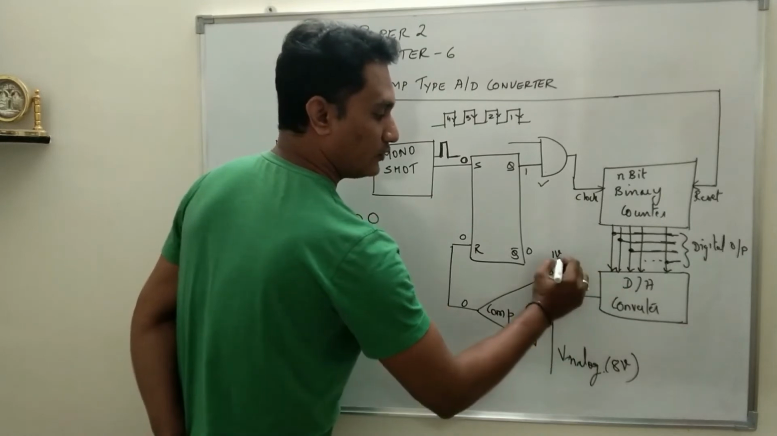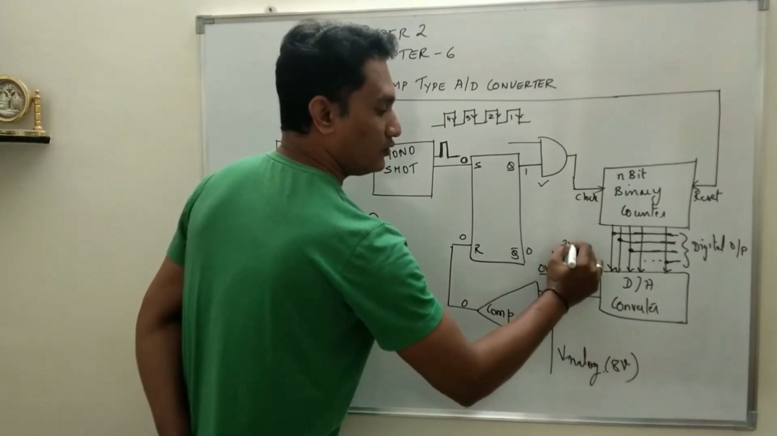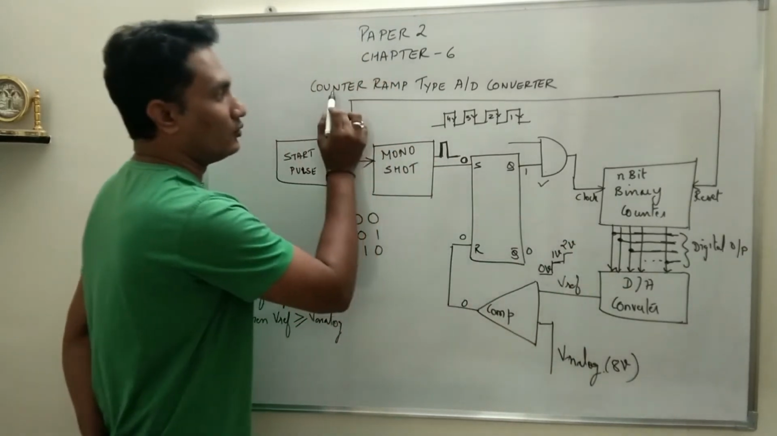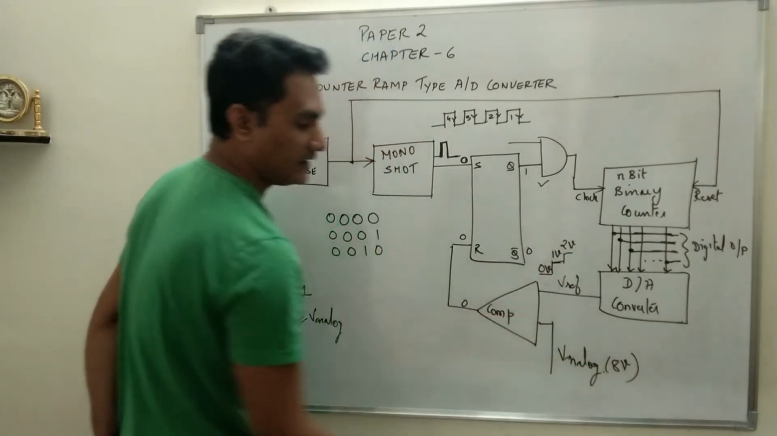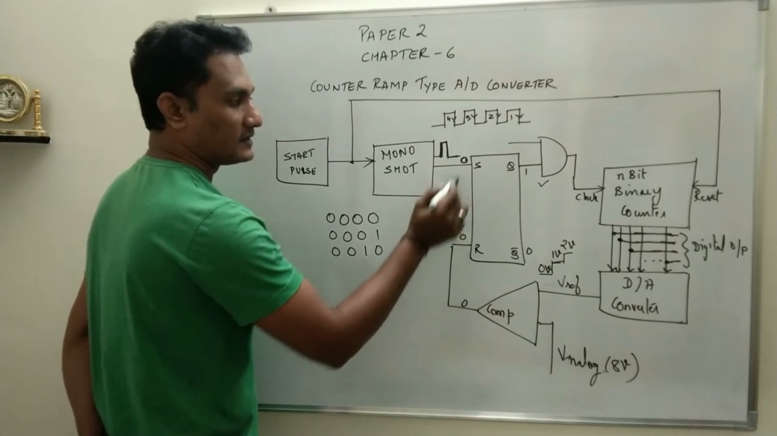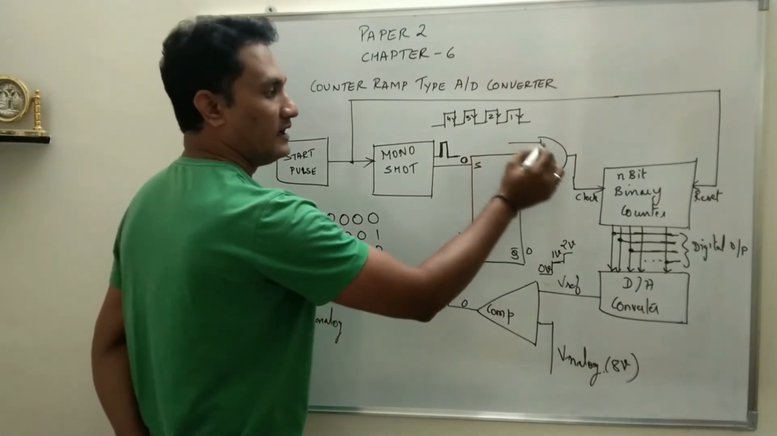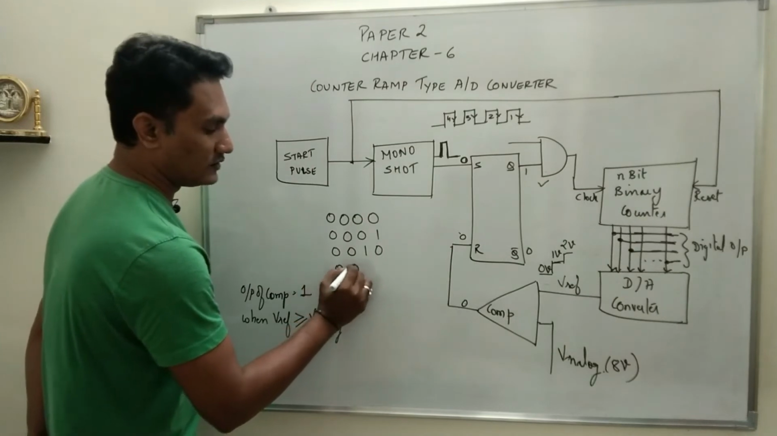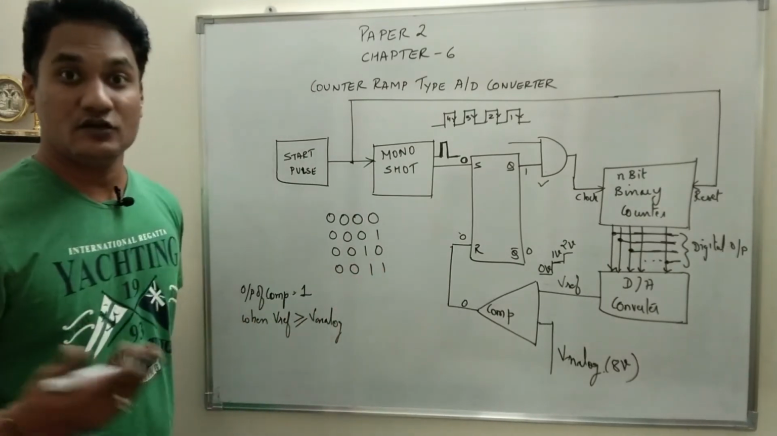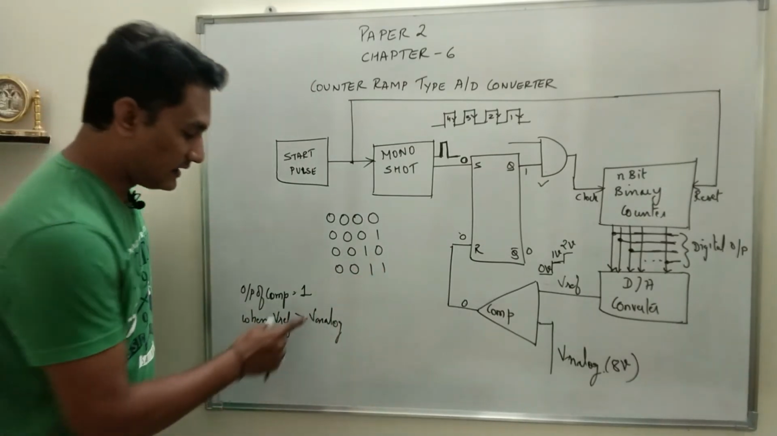So the D2A output will now be 2 volt. This is the ramp signal, the counter ramp signal is generated. 2 volt compared with 8 volt, still the output is 0, R 0, S 0, Q remains 1, and the AND gate is enabled. The next clock pulse will reach, which will be 0 0 1 1. Now this will continue till this condition is satisfied.